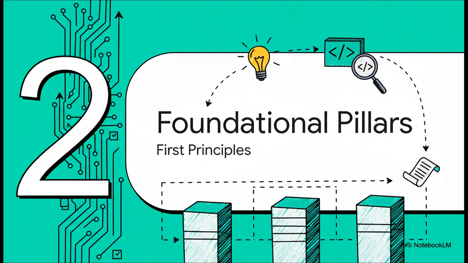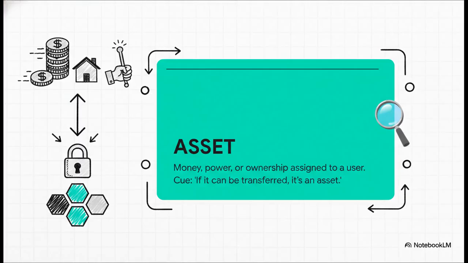So to find those gaps, you can't just open up the code and start reading from line 1. Nope. You have to go all the way back to first principles. We have to break any smart contract system down into its 3 core foundational pillars. First up, we've got the asset. This is the what. It's the valuable stuff in the system. Could be money, could be voting power, could be ownership of an NFT.